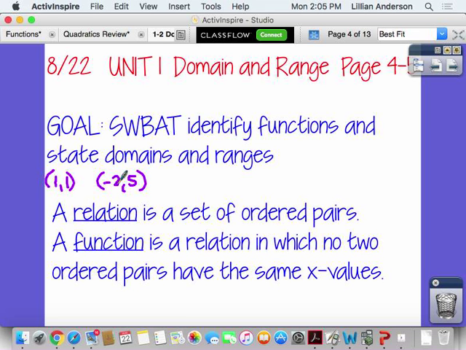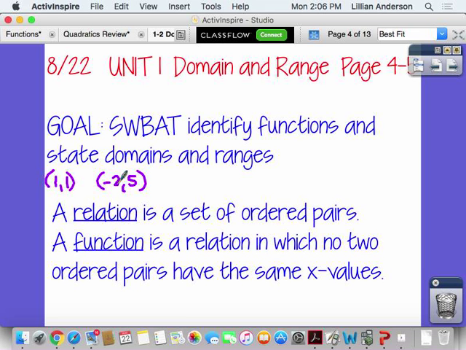Now a function is a relation in which no two ordered pairs have the same x values. So if you look at a set of points, okay, and you do not have the same x value amongst those ordered pairs, then you have a function. However, if you have 2 points that have the same x value or 3 points that have the same x value, it's not a function. Okay? So those are two definitions there.